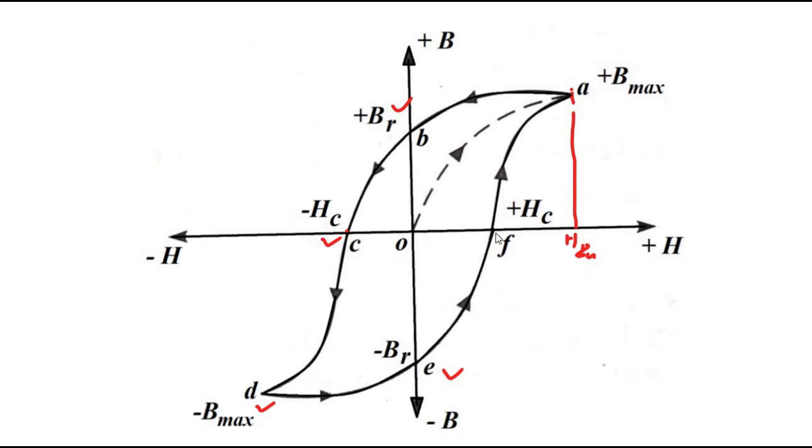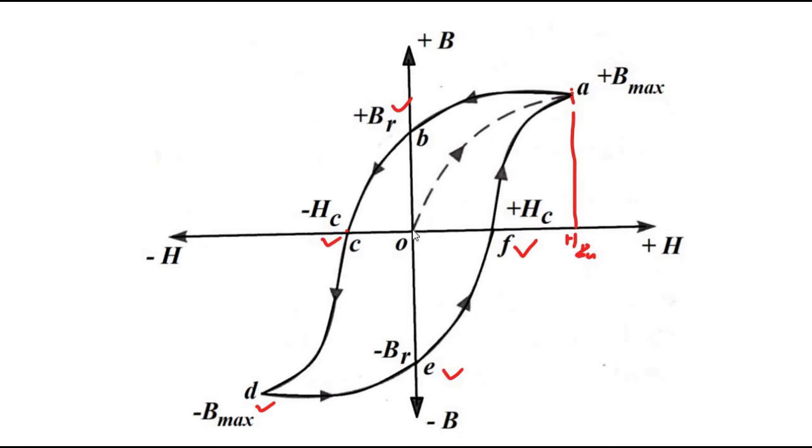Then when H is increased further, the magnetic flux density becomes 0 here, and the corresponding H value here is F, which is the coercive force in the positive direction. It is the amount of magnetic force in the positive direction which is required to make the magnetic flux density 0.